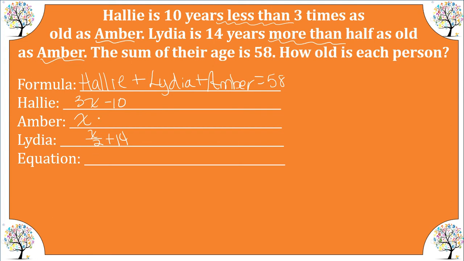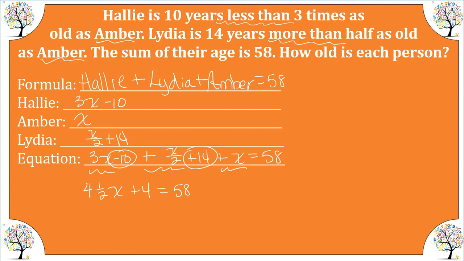Now, let's substitute each of these expressions into our formula. Hallie is going to be 3X minus 10 plus Lydia, X over 2 plus 14, plus Amber, which is X, equals 58. Now let's combine our like terms. We have 3X, half an X, and 1X. So 3 and 1 is 4. So we have 4, and we can have 1/2 X. And then we're going to combine our constants. Negative 10 plus 14 is 4, equals 58.